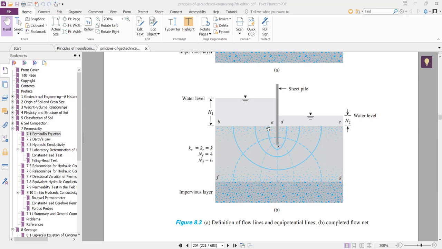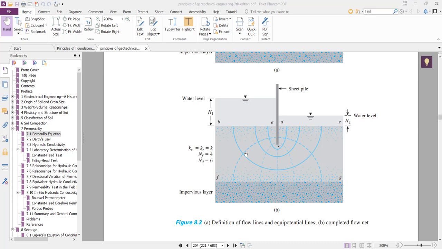This is a flow line, and between two flow lines we call it a flow channel. It's like a channel that passes water through it. The second part of this flow net is called the equipotential line, this dotted line, and the pressure along these lines is the same. So the pressure here is equal to here, equal to here, equal to here.